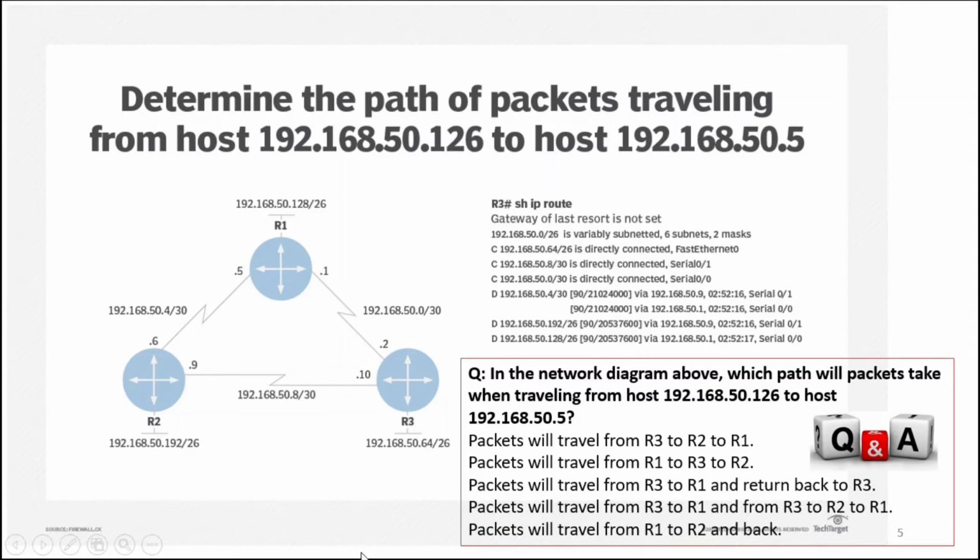The next choice is that packets will travel from R1 to R3 to R2. Here the choice starts from here. The starting point is wrong because the start should be from here. This is the wrong choice. We should start from R3. We have three possible solutions which start with R3. We will omit this one and this one.